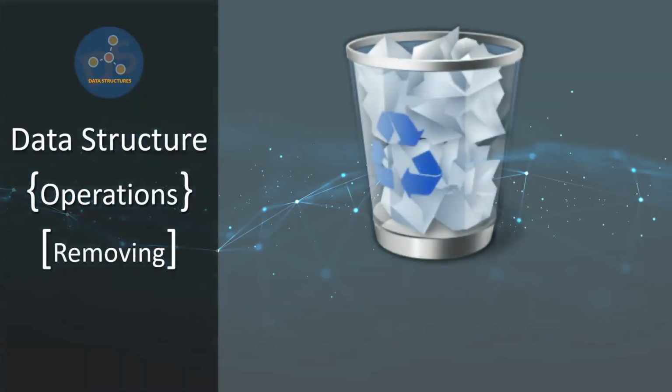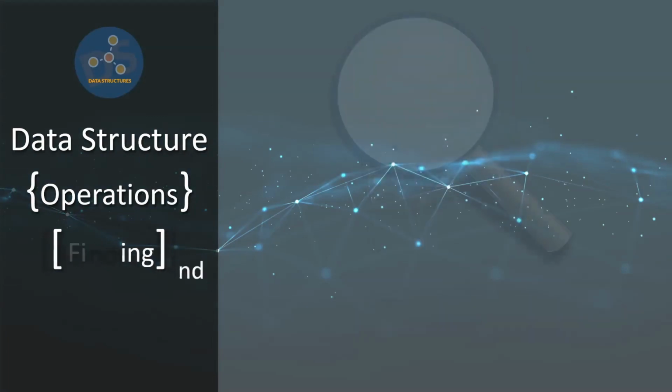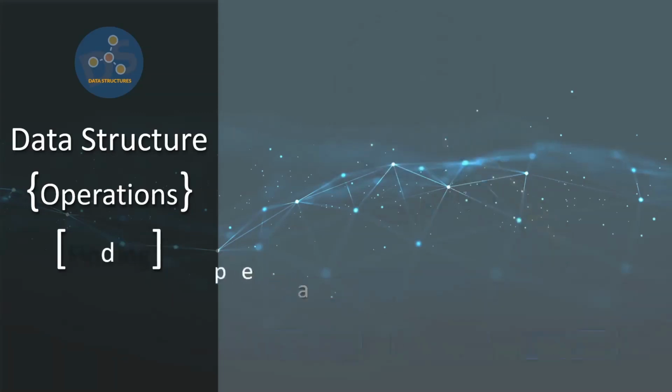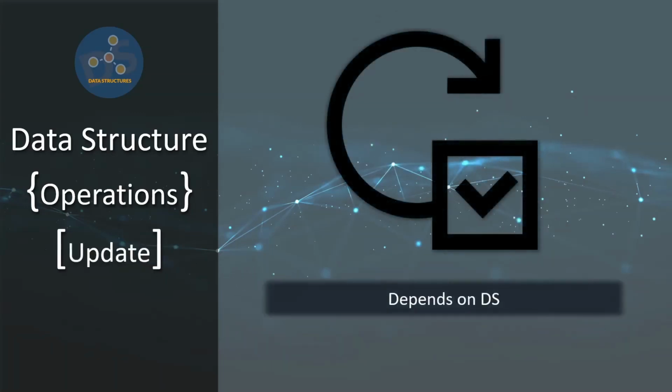Removing is also the same, depends on the data structure, by key or by value. Finding is exactly the same, depends on the data structure. You can find by ID, by key or by value. Also we have update or replace, you do the same, depends on the data structure: ID, key or value.